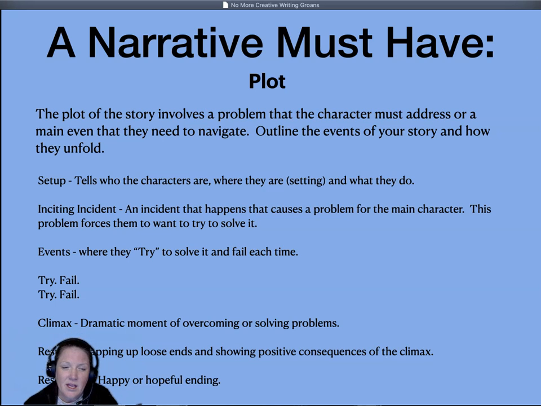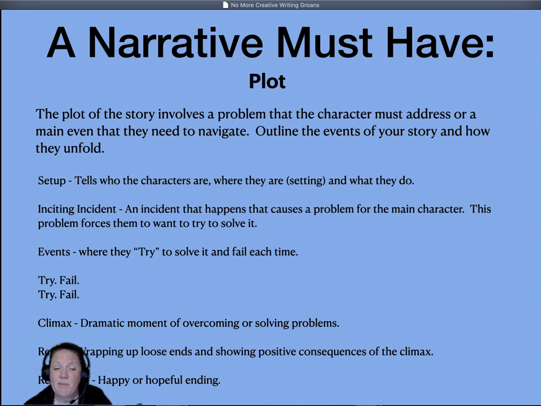The inciting incident, an incident that happens that causes a problem for the main character. This problem forces them to want to try to solve it. Now some narratives can have several problems for the main character to solve. The events are where they try to solve it, and sometimes they will fail. Not always will you have the character fail, but sometimes they do. They can try and fail however many times before they finally get it.